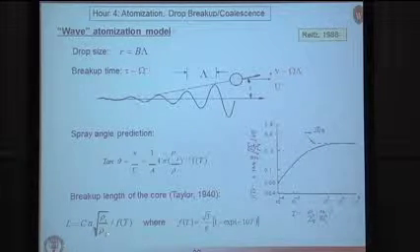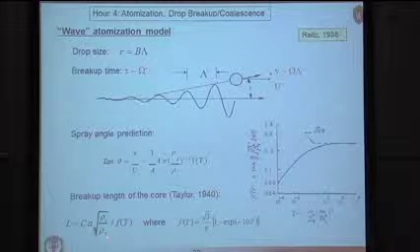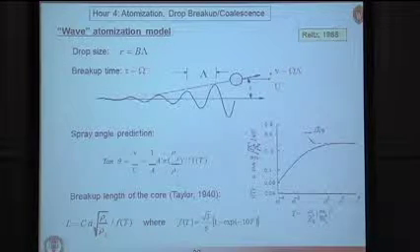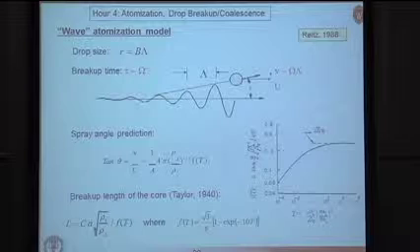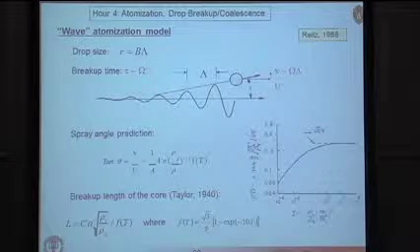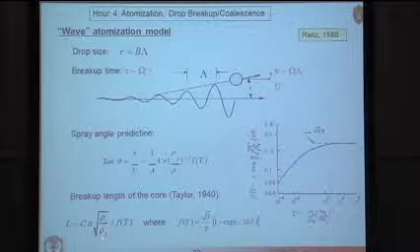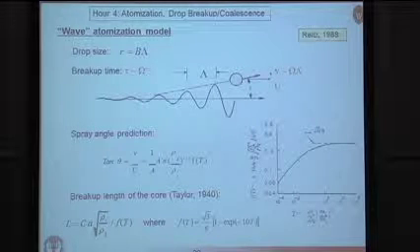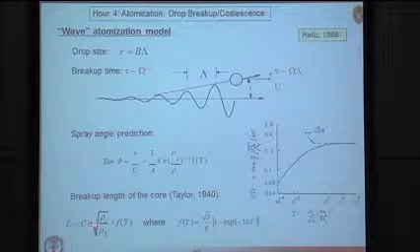So you can see if I have a low gas density, like a vacuum, this theory says you don't get breakup because the breakup length is infinite. On the other hand, if I have a very high gas density, like in a diesel engine, this breakup length is relatively short.